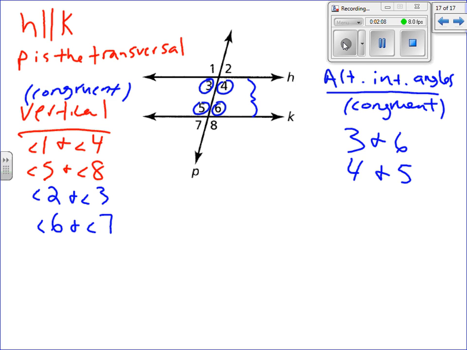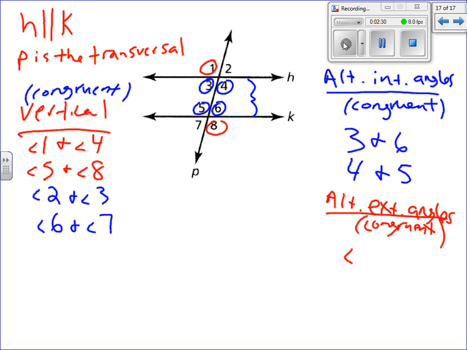The next thing we're going to talk about is alternate exterior angles. And once again, alternate exterior angles are congruent, they are equal. So the 4 exterior angles are 1, 2, 7, and 8. They're on the outside of the parallel lines, so the first alternate pair is 1 and 8. So angle 1 and angle 8, those two are equal. Angle 2 and angle 7 are equal. So that's alternate exterior and alternate interior.